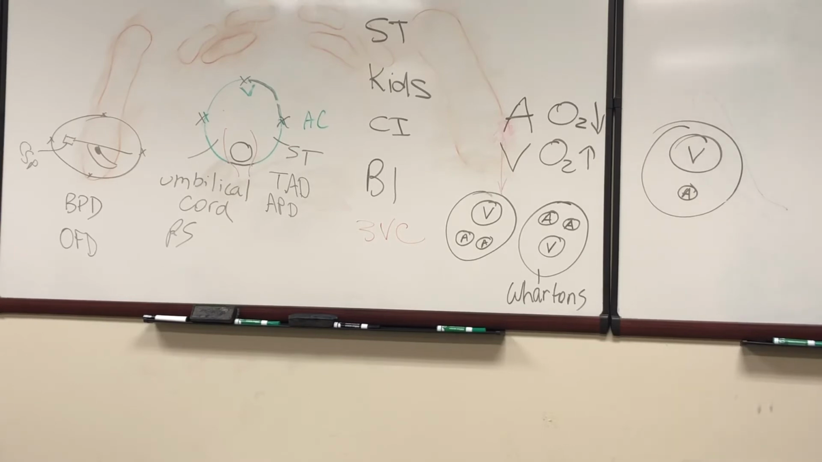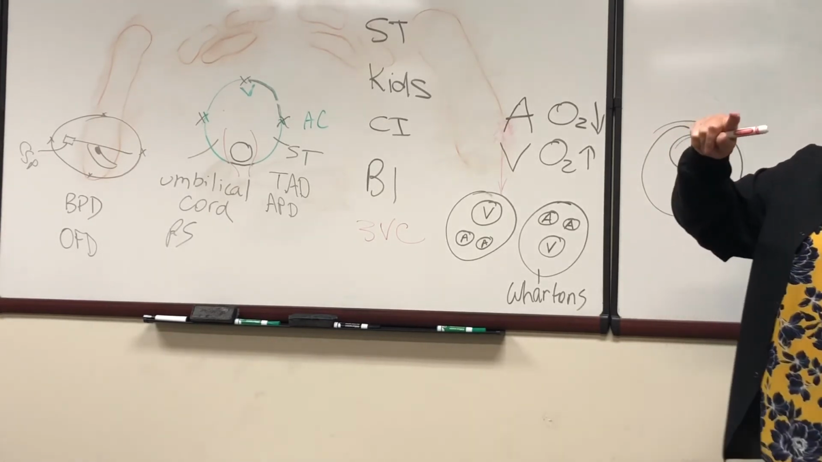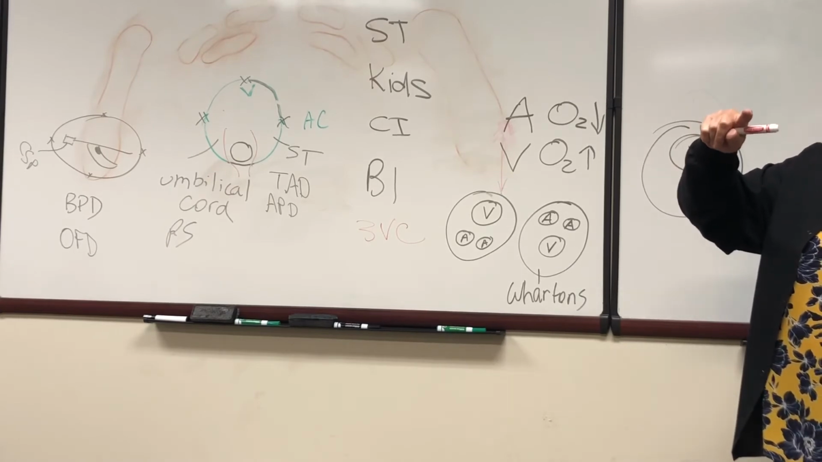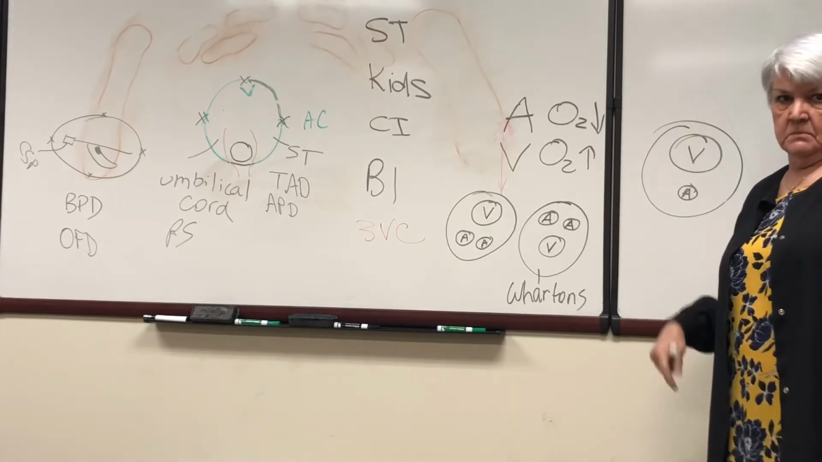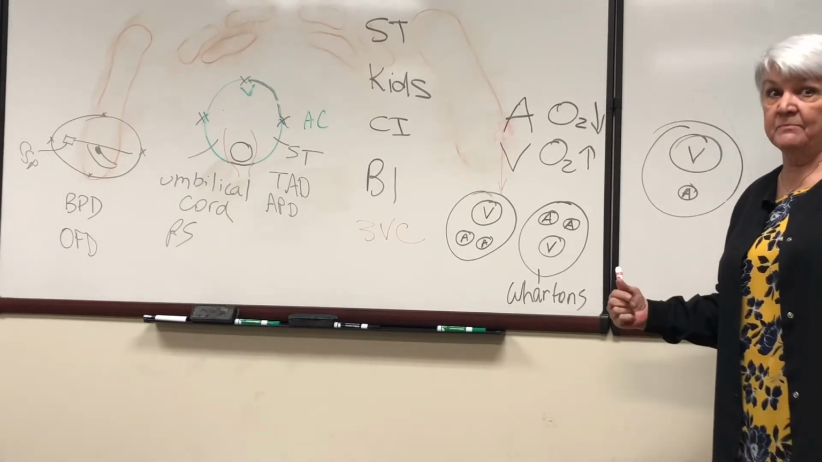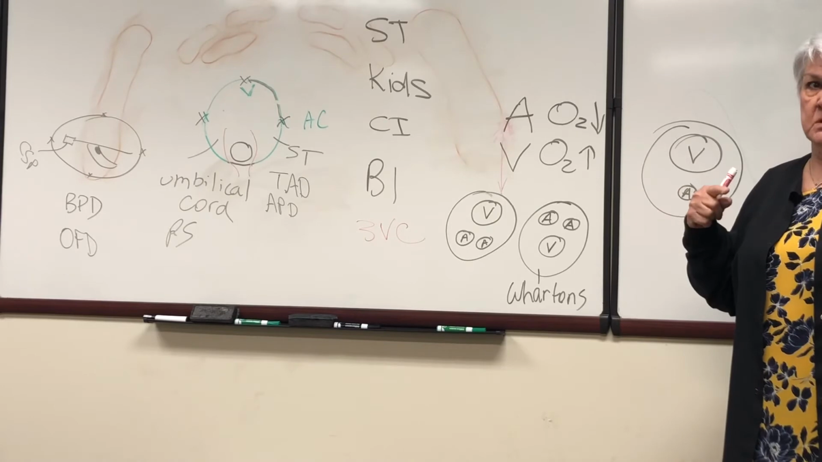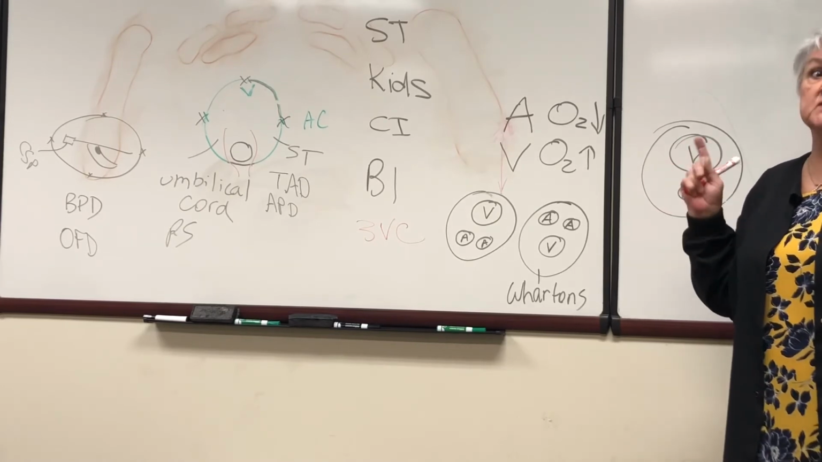To differentiate an artery from a vein, you have to do the power Doppler. We don't like to use power Doppler if we don't have to. If you get it in transverse, because the umbilical cord, the arteries and veins coil. If they coil one way, it's normal. If they coil the other way, it's abnormal.